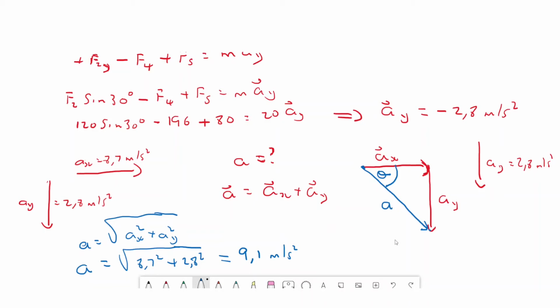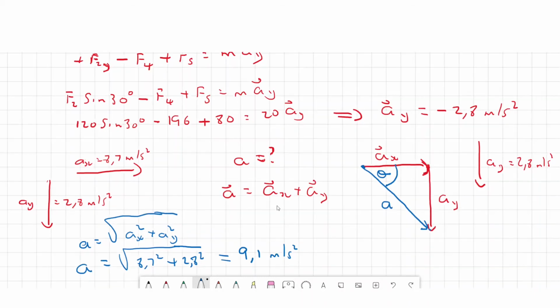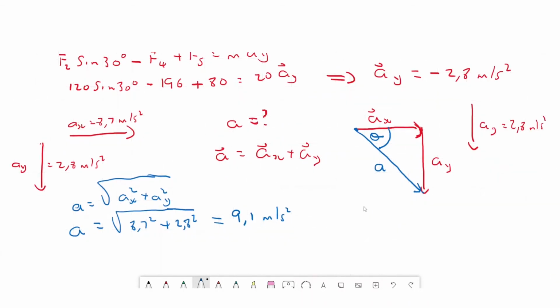Now, what is the direction of A? To find the direction of A, the acceleration, you will have to do tan of theta, this theta. Now, remember what tan is, right? Tan is opposite over adjacent. What is the opposite side? It's AY. So it's always whatever is on the Y, which is AY, and take it as positive, divided by whatever is on the X, which is AX in this case. So my tan of theta is going to be AY, which is 2.8, divided by 8.7. And then you'll find the answer there.